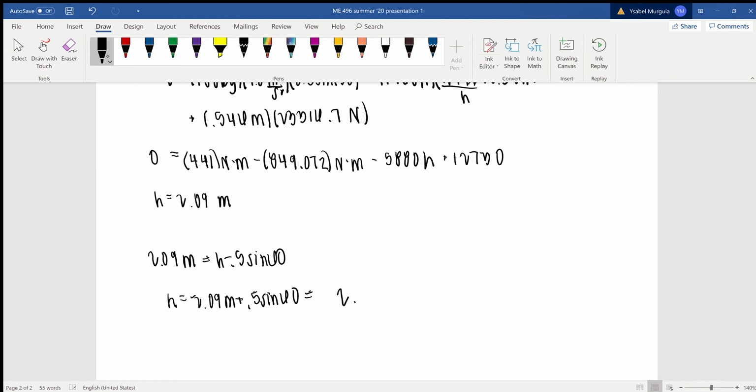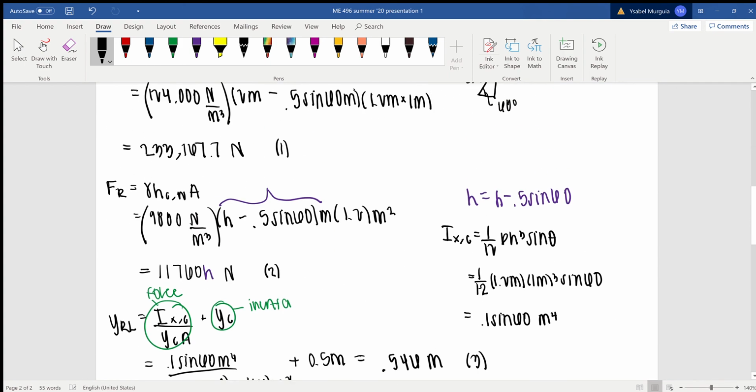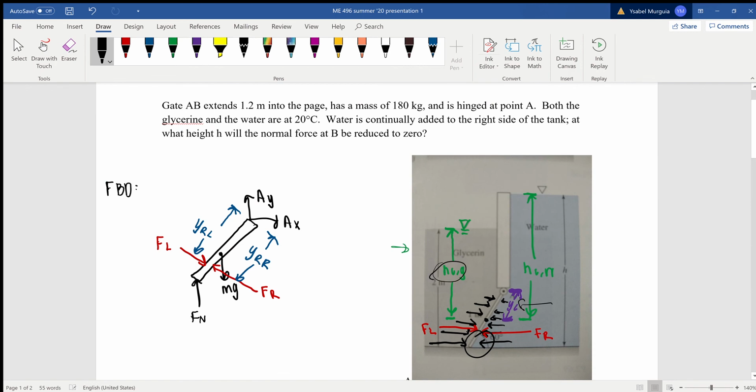So we do get 2.52 meters for this height of water.